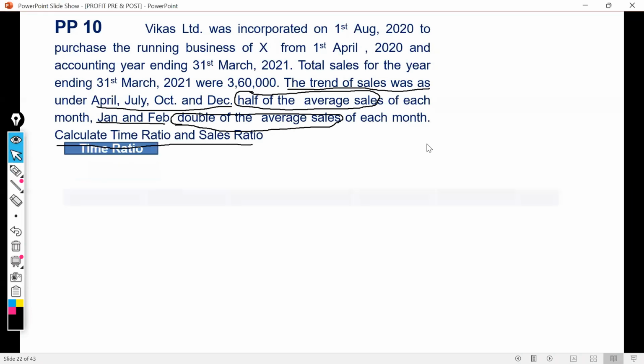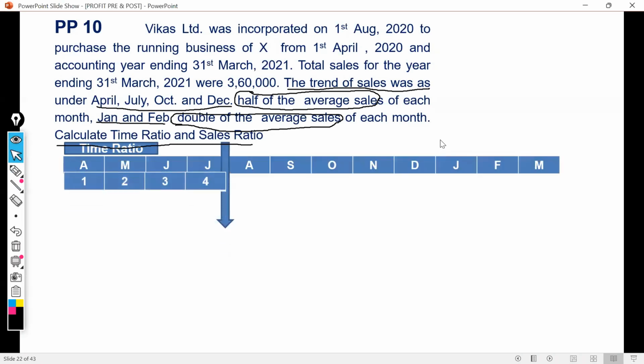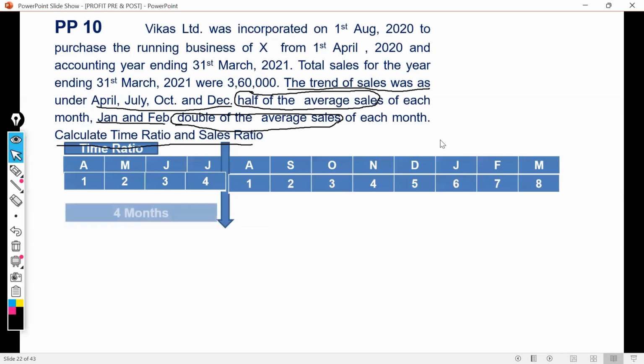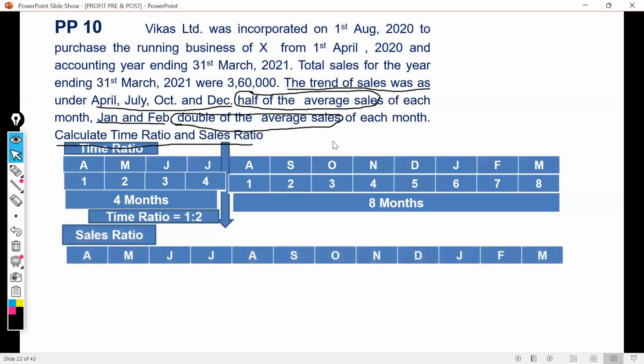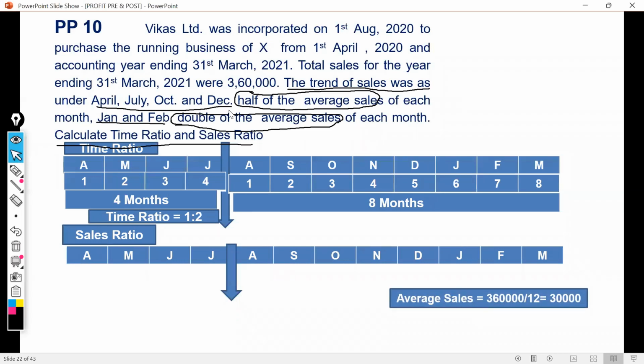In this, time ratio is very simple in each and every question, but in respect of sales, we first calculate average sale. What is the average sale? Total sales given 3,60,000 and we have 12 months. 360 divided by 12, average sales per month is 30,000.